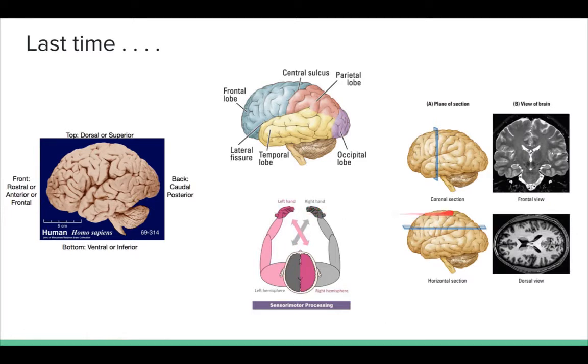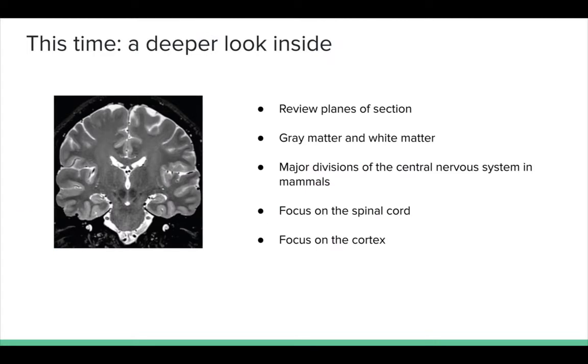And we finished up by talking about the planes of section, these slices that we take through the brain in order to visualize its interior structures. This is where we're going to pick up, and we're going to talk about the sorts of things that we see using these planes of section. We're going to talk about specifically how to identify gray matter and white matter and the different kinds of gray and white matter that we see. Then we're going to talk about the major divisions of the central nervous system. There are several different divisions that we'll get into, and we're going to focus on two of those, the spinal cord, and we're going to go into even greater depth into the cerebral cortex.